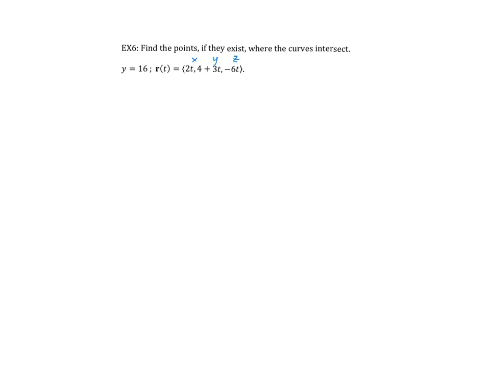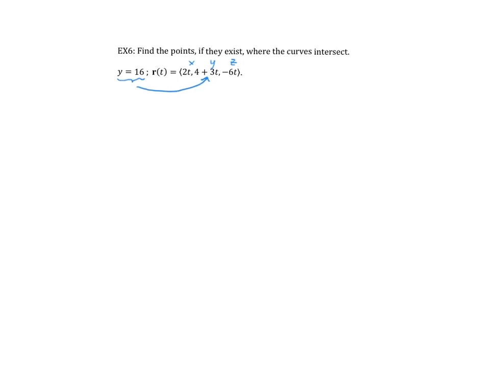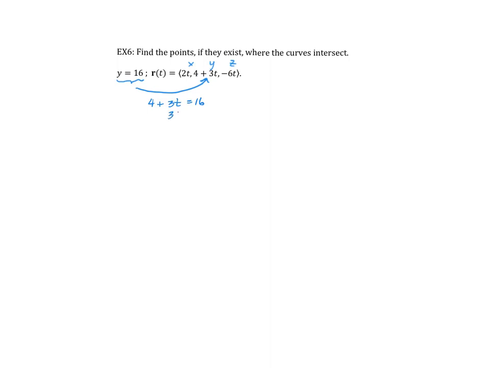So in order for these two to intersect, to be equal to each other, and they may not. They may be parallel, they may intersect in one point, they may intersect in infinitely many points. I don't know. What I have to do is set them equal to each other. I do know that y is equal to 16, so I could simply plug that in for the y component and solve that equation, which would be 4 plus 3t equal to 16. So if they do intersect, their y values have to be the same. So we have 3t is equal to 12, t is equal to 4.